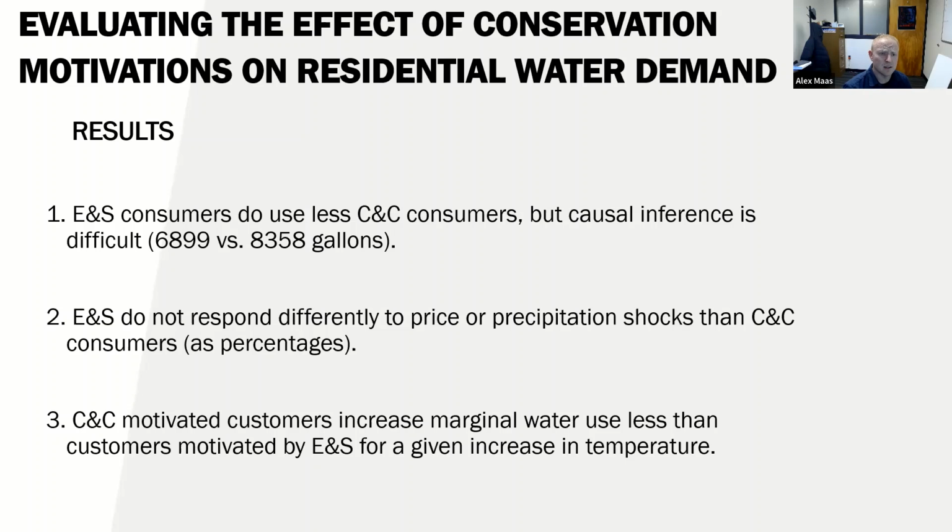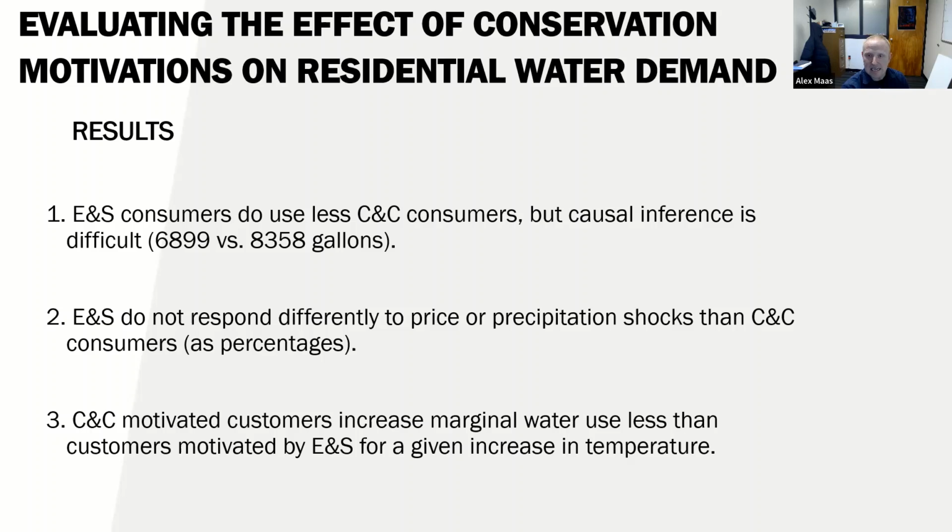We do see that there's basically no difference in terms of how people respond to prices. So whether you say you're motivated by the environment, or by cost, your proportional reduction due to a price increase is the same. Now, the absolute number is slightly different because we're starting from different averages. But let's say, for example, we increase the price by 5%. An environmentally conscious consumer reduces by 4%. A cost-conscious consumer reduces by 4%. There's no real difference across these groups in terms of how they respond to price.